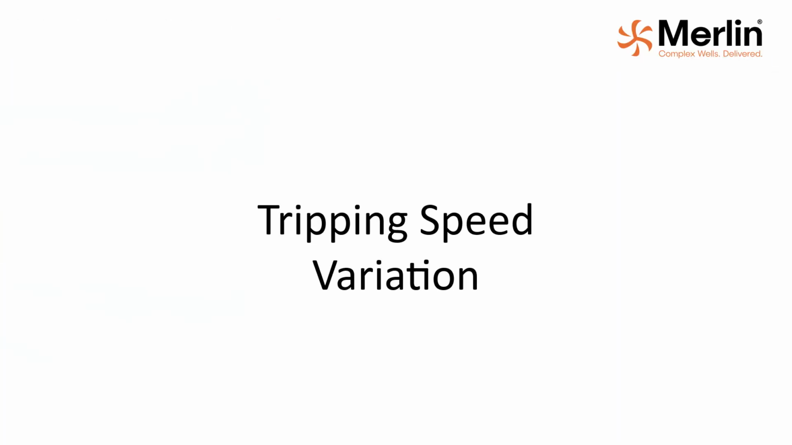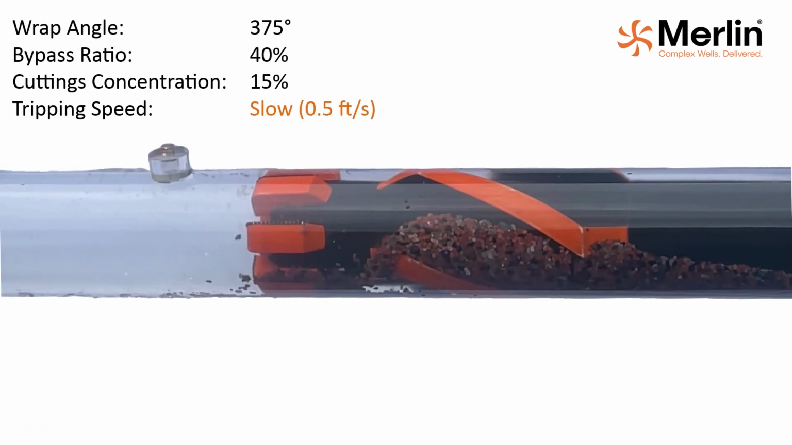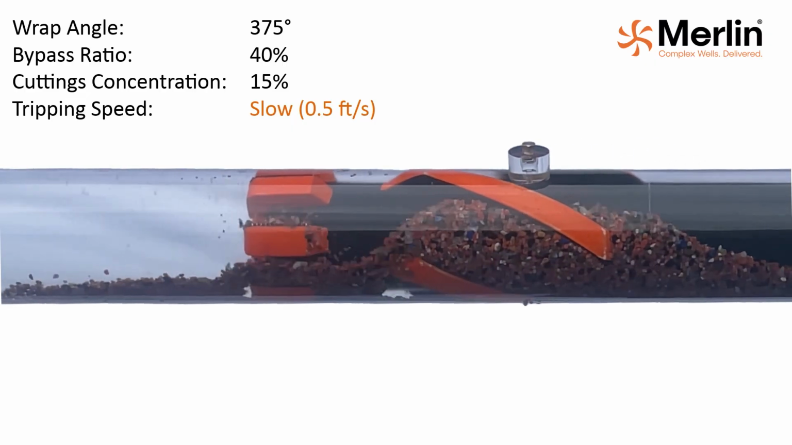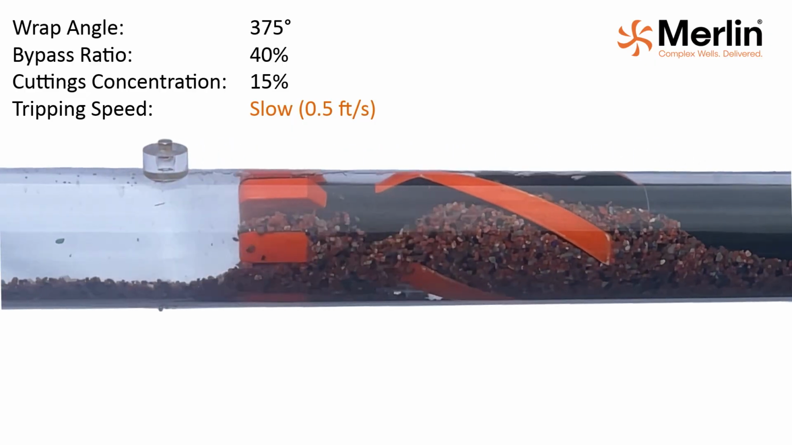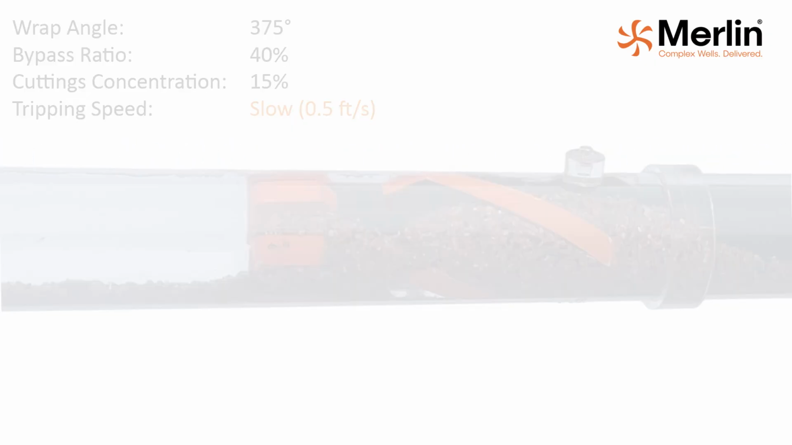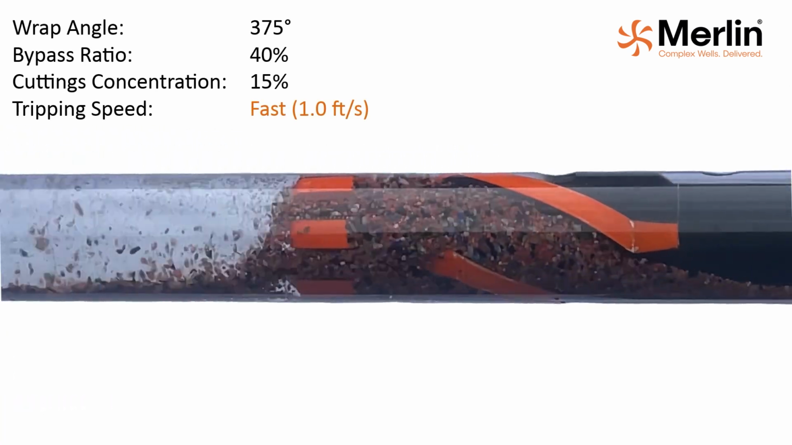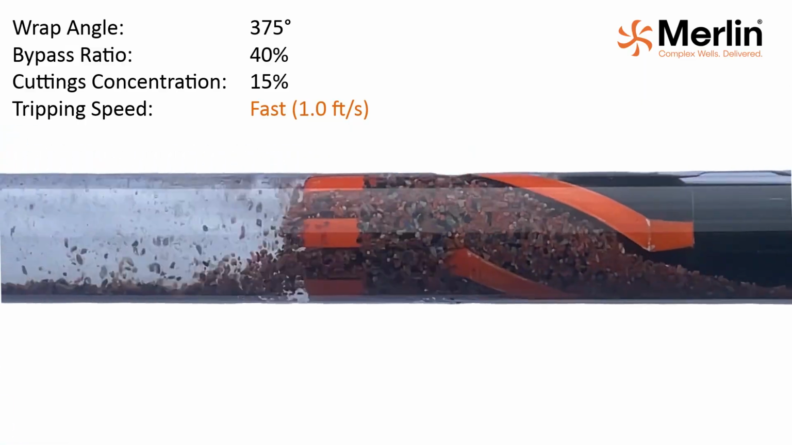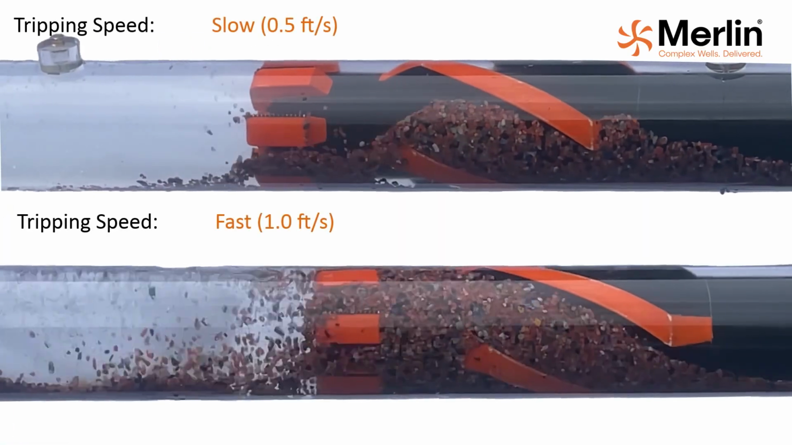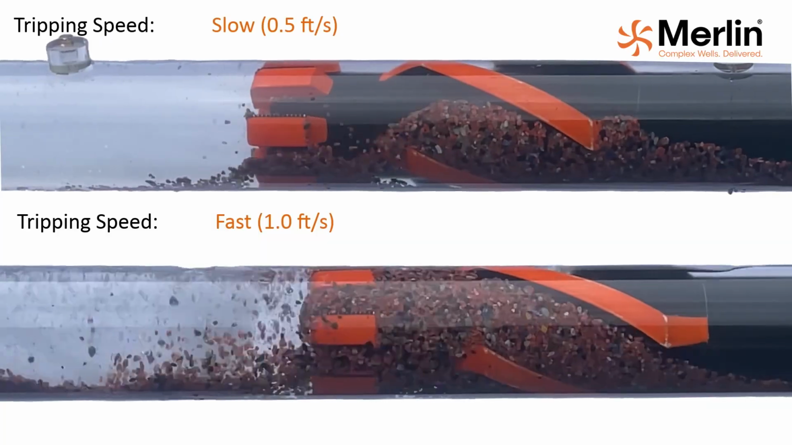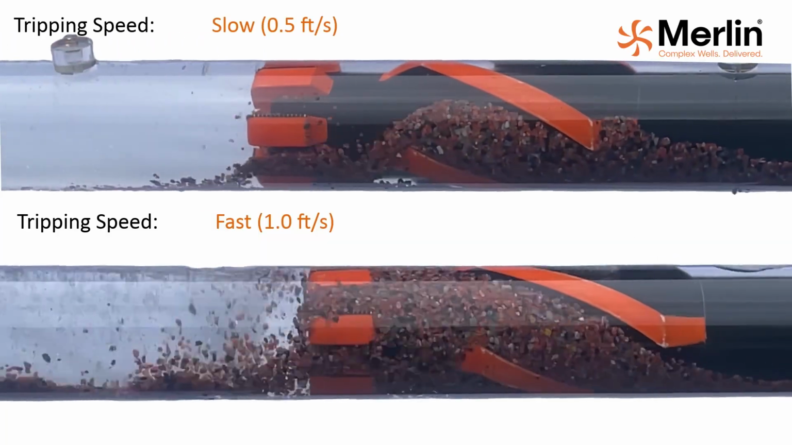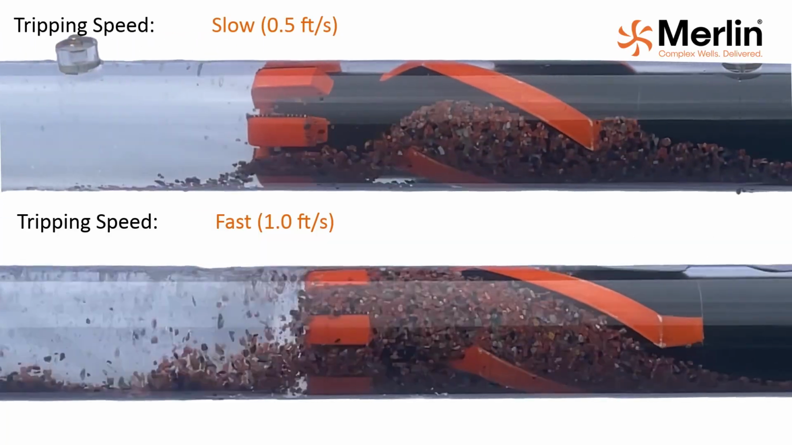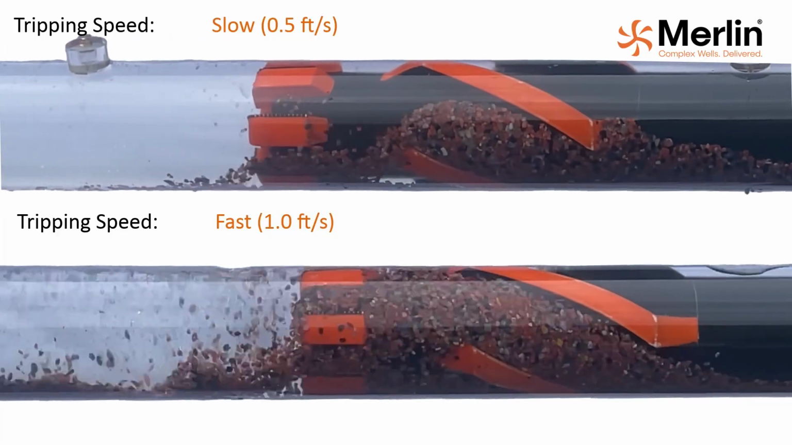Tripping speed variation. These simulations show the maximum wrap angle, bypass ratio, and cuttings concentration. The slower pulling speed at 0.5 feet per second easily deals with the cuttings and does not lead to much accumulation. The faster trip at 1 feet per second shows a much larger accumulation, especially in the bit body. While the simulation was still able to pull effectively, there is a noticeable difference in how cuttings flow through the blades when pulling fast compared to when pulling slow, with a faster pulling speed being more susceptible to pack-offs.